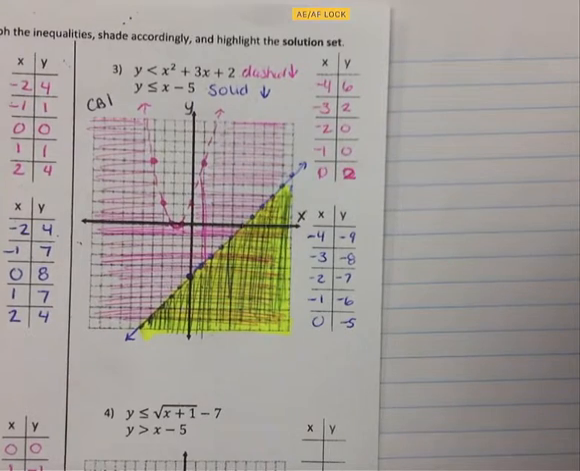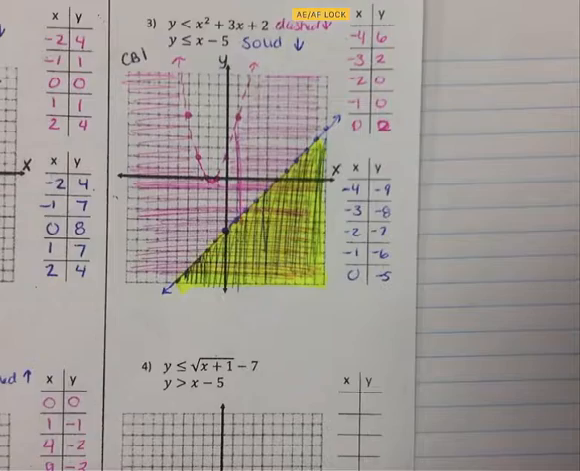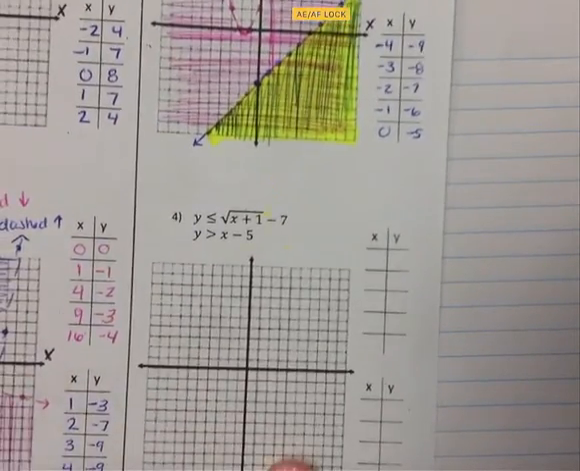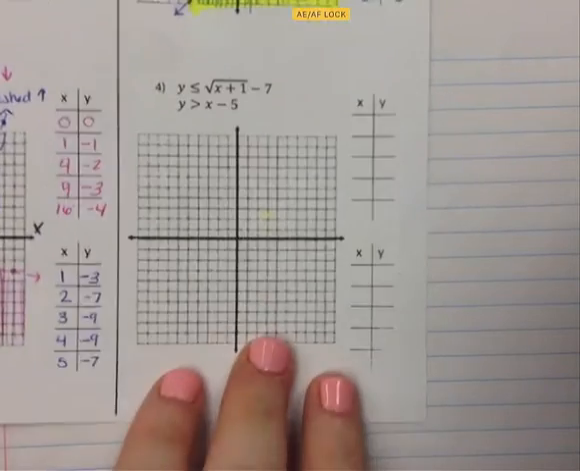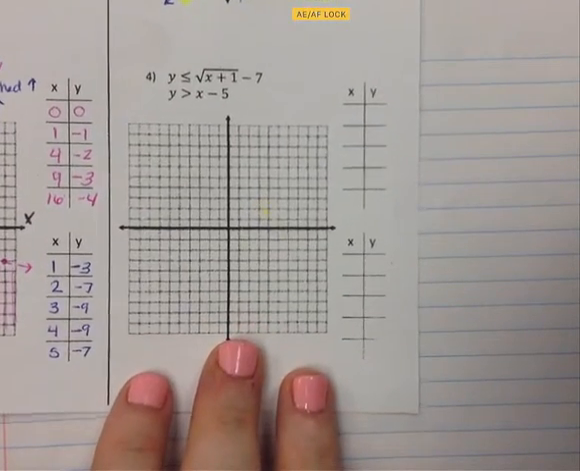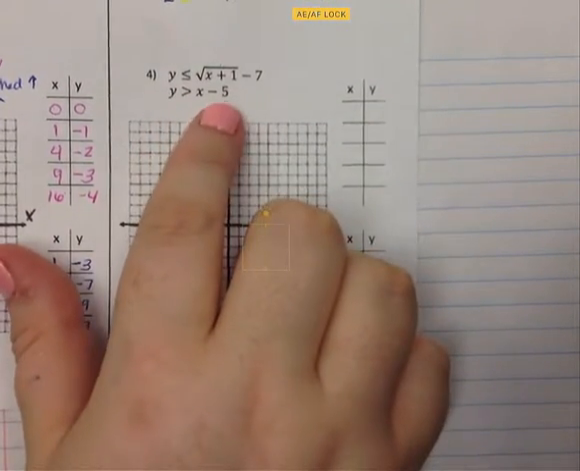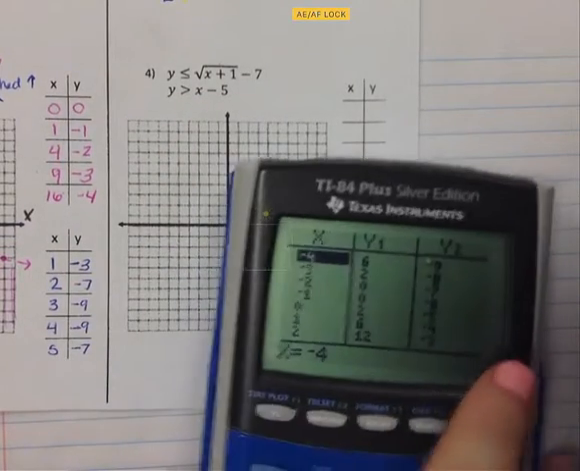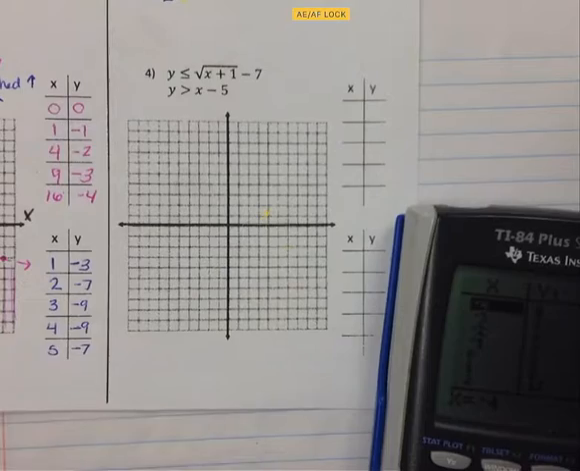So with inequalities, again, just because the graphs don't cross doesn't mean that the inequalities won't. Doesn't mean you won't have a solution set. So on number 4, we have a radical and another line. On the radical, we do want to see if we can graph this on a 10 by 10 scale.